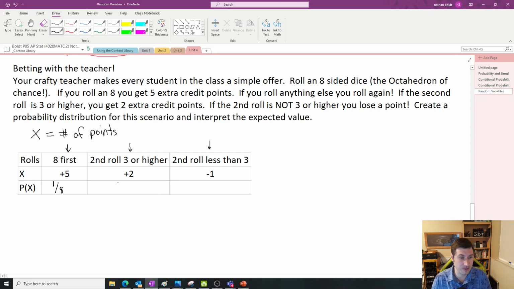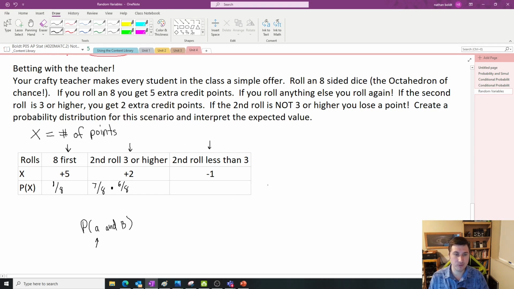Now, this outcome, though, is the probability, remember, of A and B. So first, you had to roll something that was not an 8. That is a 7/8 chance that you will first roll something that is not an 8. Otherwise, you never even would have gotten here. Times, now what is the probability of rolling a 3 or higher? So how many options? 3, 4, 5, 6, 7, 8. So we got 6 options. So 6 possibilities out of 8 would then get you your 2 points.